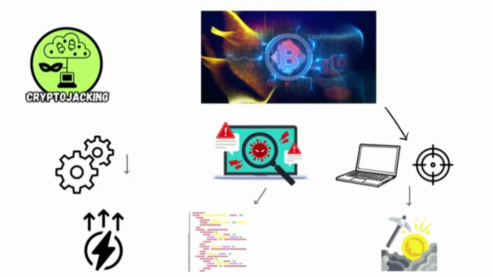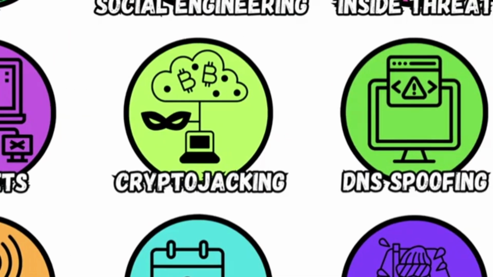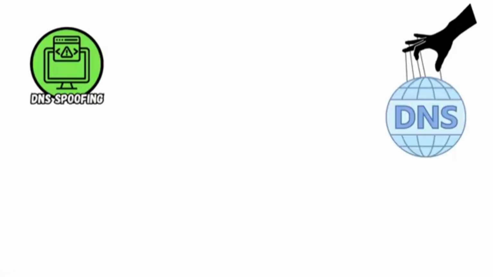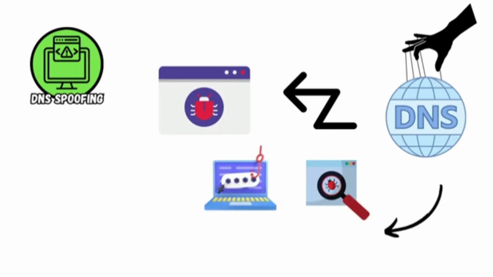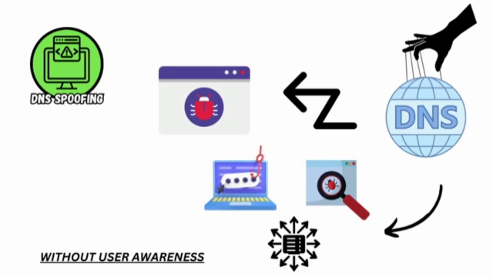So the 15th one is DNS spoofing, also called DNS cache poisoning. It is an attack where attackers manipulate DNS records to redirect users from legitimate websites to fake websites. For example, if you type www.bank.com into your browser but are silently redirected to a fake banking website that steals your login credentials as well. So this occurs without the user's awareness.